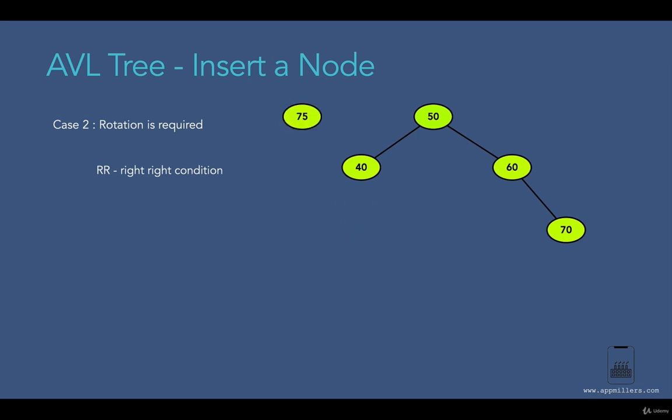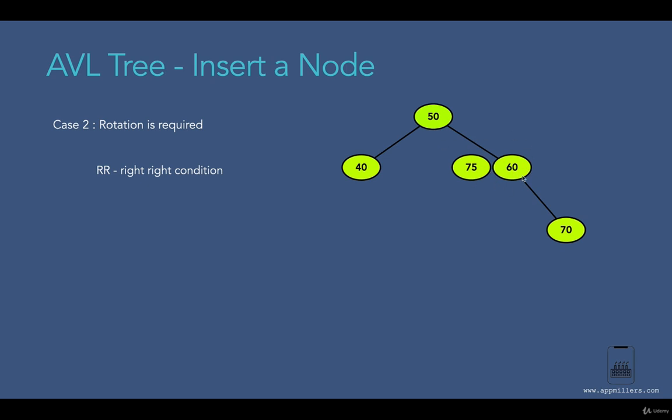Now let's say we have an AVL tree like this and we want to insert 75 to this AVL tree over here. So as always, we are going to compare this 75 with the root node of this AVL tree. In this case, we see that 75 is greater than 50. So this means that we are going to continue to the right subtree.